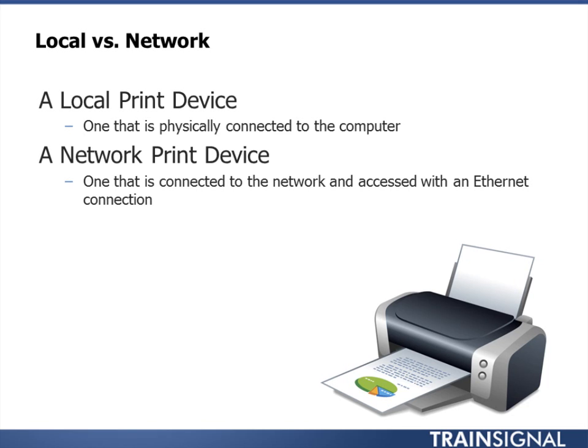Whereas a network print device is one that would be connected to your network, meaning it's a physical printer, a physical piece of hardware that has an Ethernet card in it. And using an Ethernet cable, you'll connect it to the network. It'll get an IP address, and the computer will then access this printer via the network. So via TCP/IP, via the IP address.